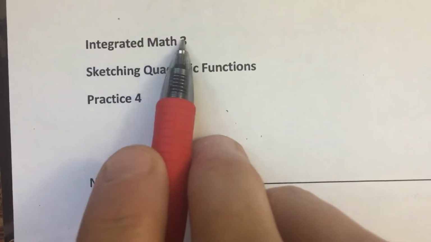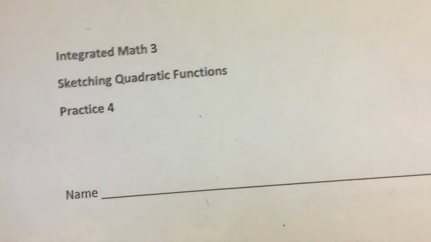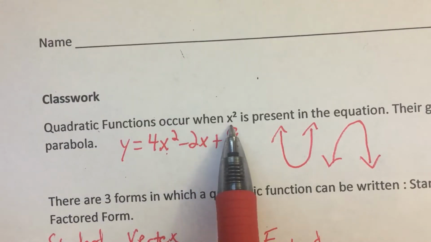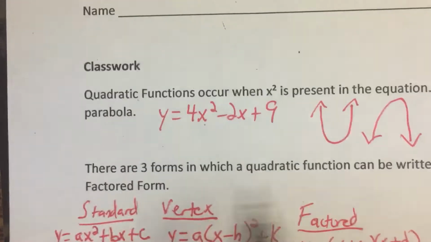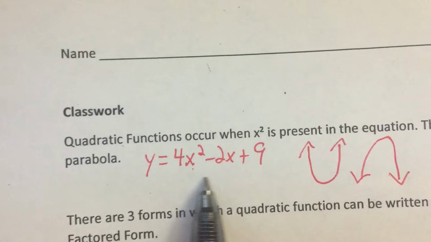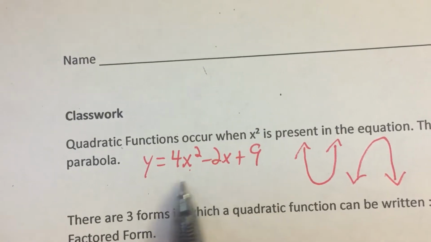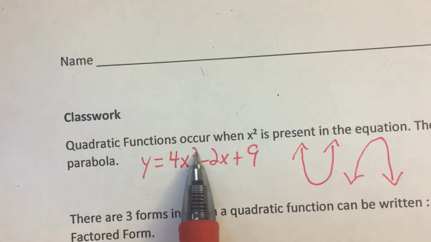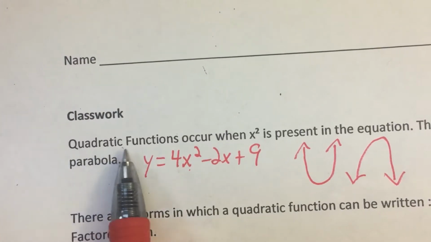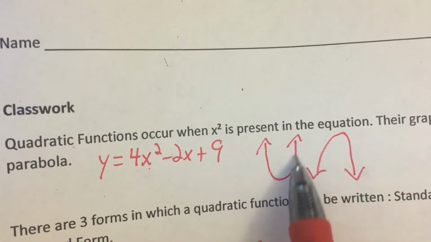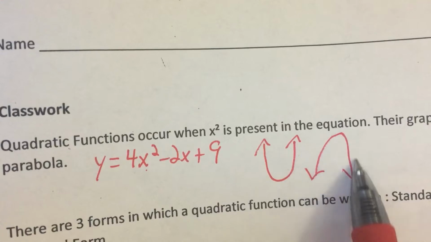Today I'm talking about Integrated Math 3's practice number 4. The classwork, we talked about how quadratic functions occur when x squared is present in the equation and that their graph makes a shape known as a parabola. So anytime you see something like this, y equals 4x squared minus 2x plus 9, any combination of it, anytime you see this x squared, you know you're talking about a quadratic function. If you were to graph it, it makes a parabola. The parabola may open upwards or downwards.